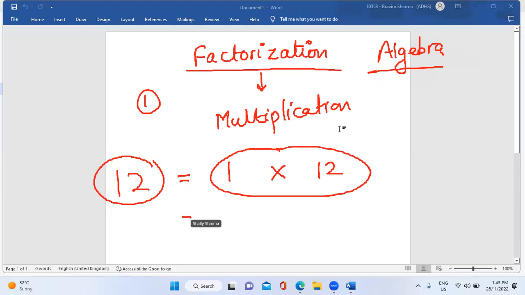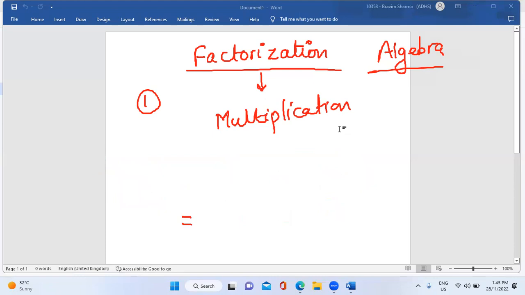I can write 12 as 2 times 6 also. So this is also a factorization of 12. So depending upon how many factors a number has, we can have different possibilities of the factorization in arithmetic. Now I take one more example. Let's say I take another number, 36.